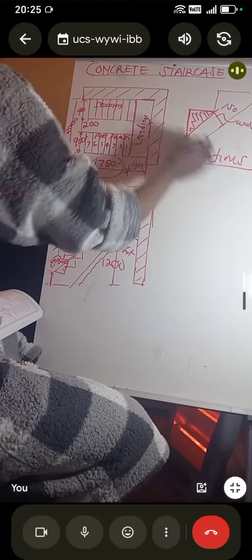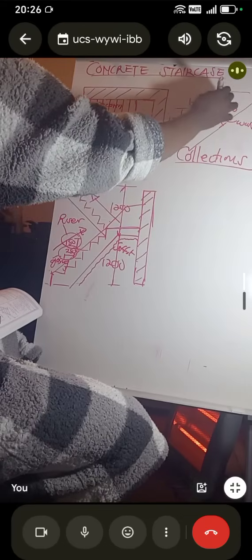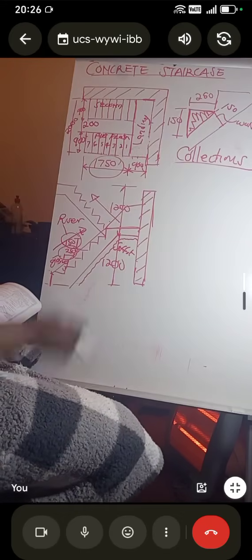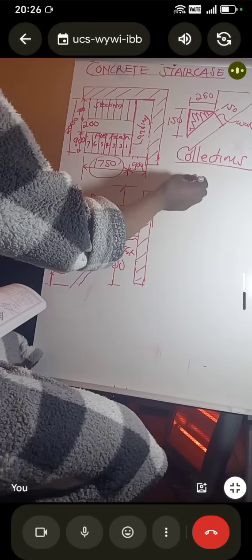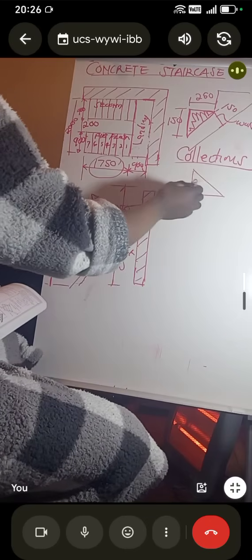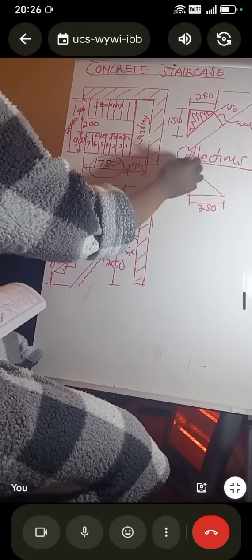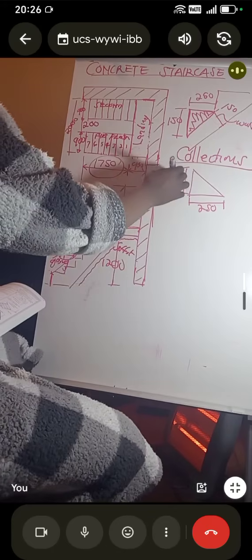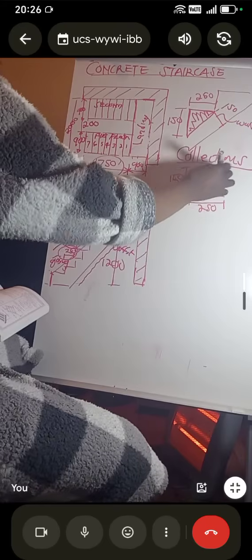And on that right angle triangle, you can see that you have the rise of 150, you have the going of 250. How do you solve this problem? You're going to take that right angle triangle like this. You have the going of 250, you have the rise of 150. What comes to your mind if you have this kind of problem? Theorem of Pythagoras, so that means you are looking for the hypotenuse.